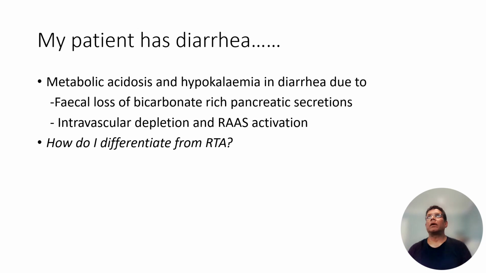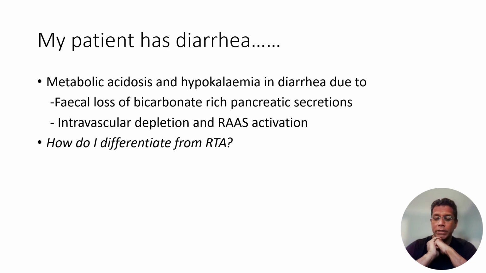Now, remember the first slide I mentioned that both type 1 and type 2 RTA come to you with normal anion gap metabolic acidosis and hypokalemia. However, chronic diarrhea can also present with normal anion gap metabolic acidosis and hypokalemia. That's because they're losing all those bicarbonate-rich pancreatic secretions, and also their intravascular volume decreases. So the renin-angiotensin-aldosterone system gets activated, and aldosterone, as you know, causes potassium excretion, so they're hypokalemic.